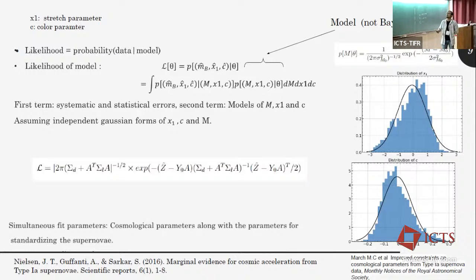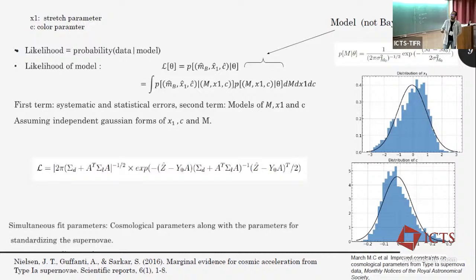the model for M, x1 and c, and the model taken for this is Gaussian. I have taken Gaussian simply because it was the simplest version I could take. This can be improved upon by taking skewness and all those things, but yeah. I have also assumed that x1, c, and M are independent.